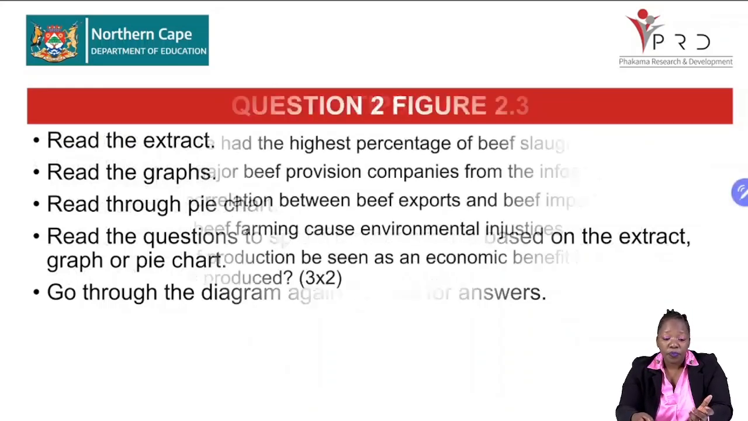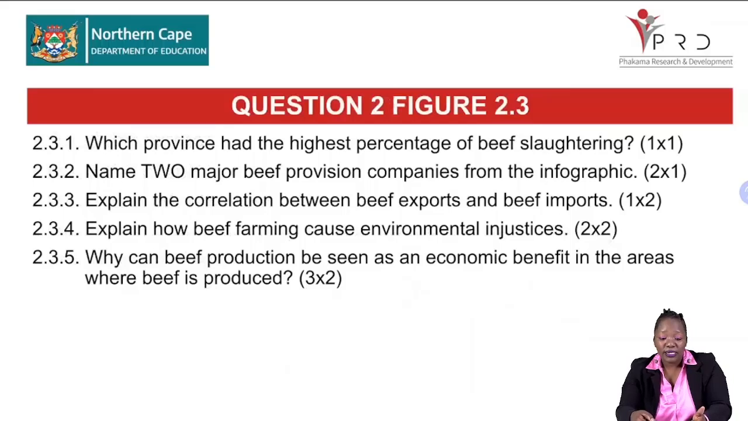And then looking at our answers, you've got 5 questions there. The first one says, which province had the highest percentage of beef slaughtering? So you can see that for question 1, you need to refer to the pie chart so that you can see which province has the highest percentage.